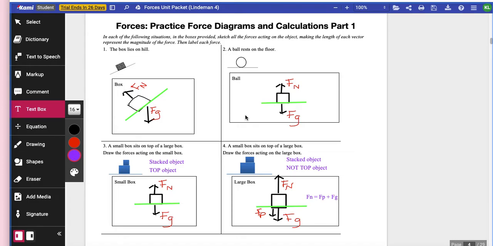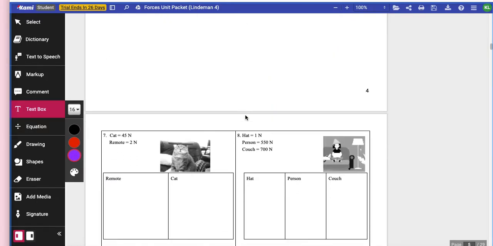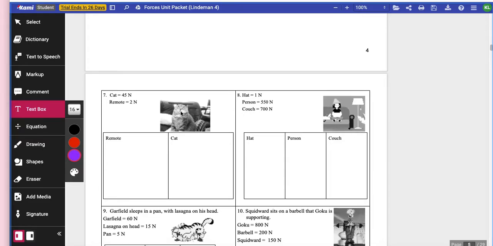Start on page 5. On page 5, you're going to have free body diagrams that are a mixture of these 4. Looking down at the first, we have a cat with a remote control on top of their head, and we are given Newton values for each of the remote and for the cat.